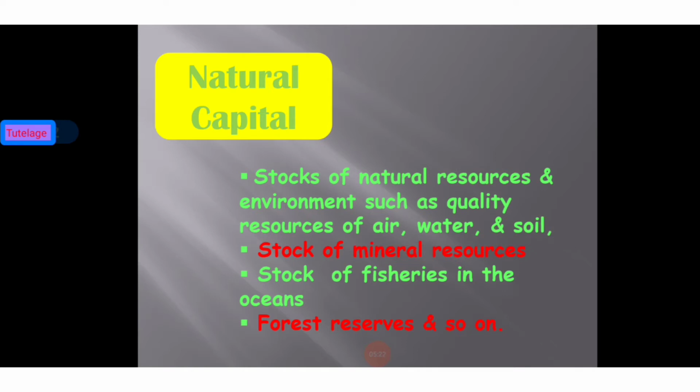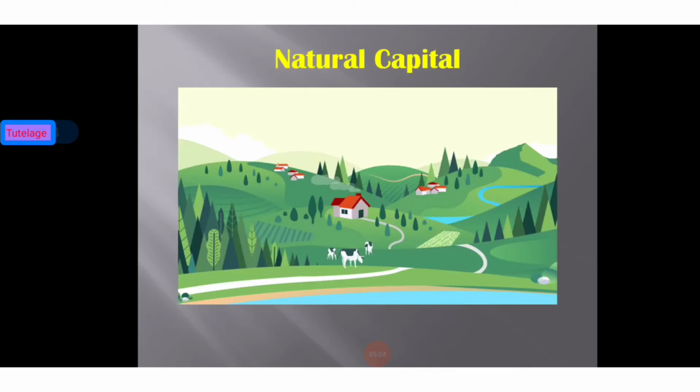So now going to the next slide. Here this is the pictorial example of natural capital. So I think this is clear what we mean by natural capital. So air, soil, environmental things, forest reserves, fisheries, mineral reserves, all are examples of natural capital.